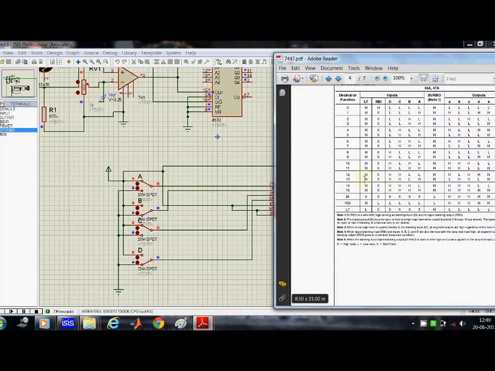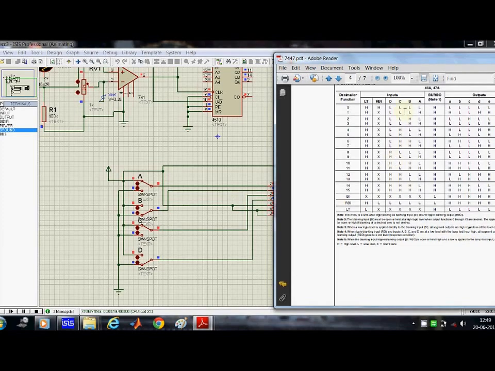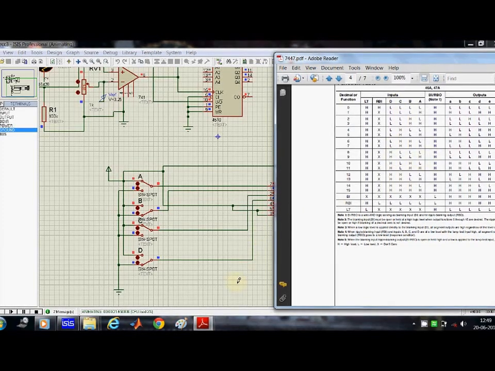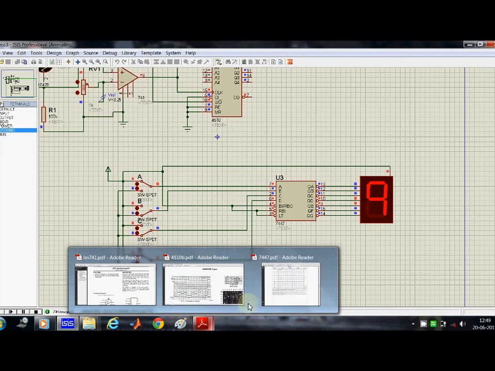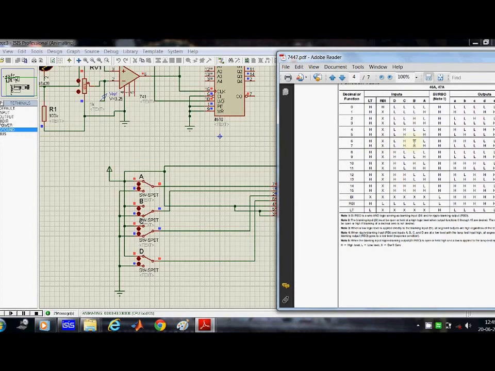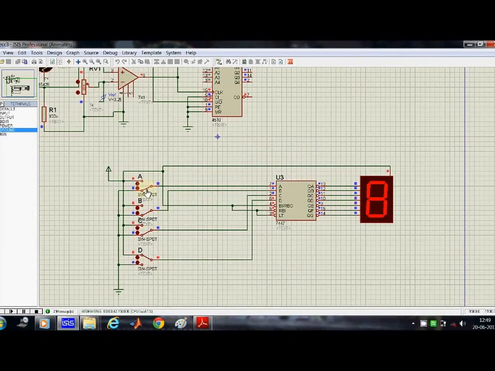Suppose I want to get an output of 9, I'll have to give D as high and A as high. So the output is 9. The representation of 9 is like this, and this particular segment doesn't glow in the case of the 7447 because it is designed as such. I will also show you the number 6. That is, C and B are high, and see, this is 6. So the same thing will appear in the real world as well.